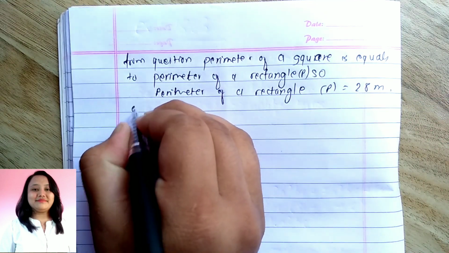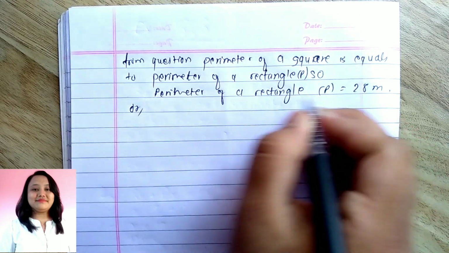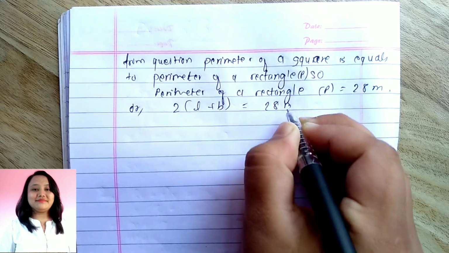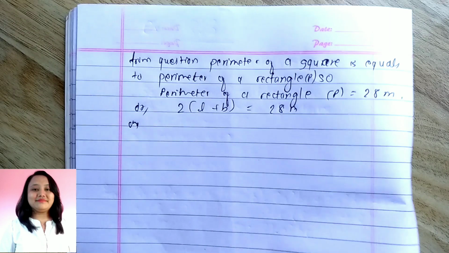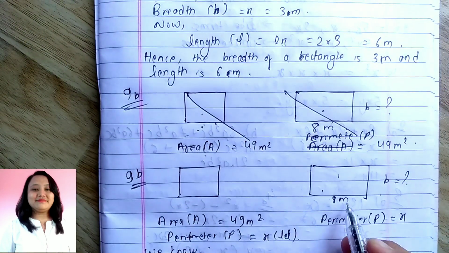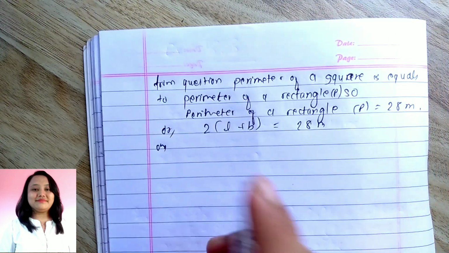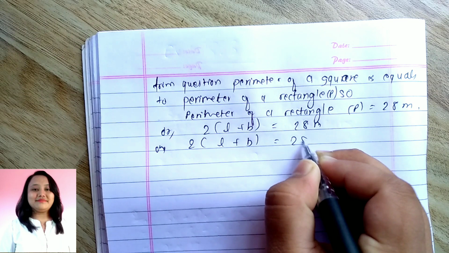So now the perimeter of the square equals the perimeter of the rectangle. The formula for the perimeter of a rectangle is 2 bracket L plus B, right? So 28 meter. Now what is the length given? You can see the length given is 8 meter, right? So we need to find out the breadth. Since the length is given as 8 meter, 2 bracket L plus B will be there, and 28 will be the same.